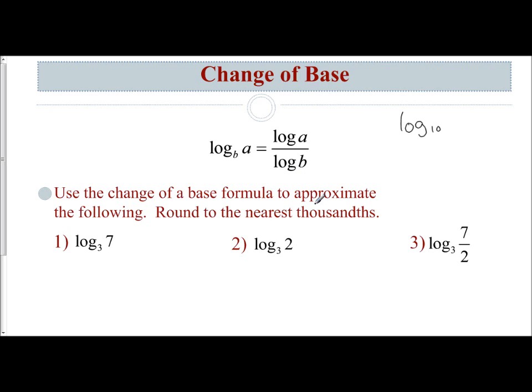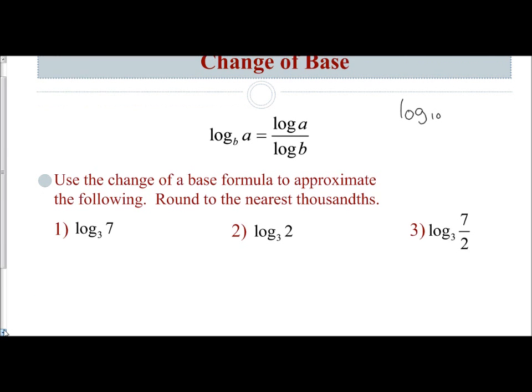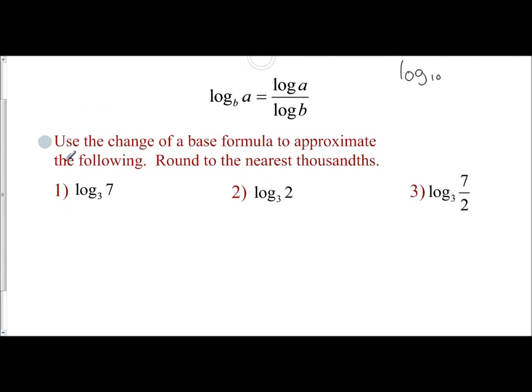So let's apply this. Before we get started, make sure you have your calculator ready, because it wants us to approximate the following, rounding to the nearest thousandths. So let's take a look. If I have log base 3 of 7, what I'm going to do is convert it to the same form. I'm going to take log of 7 and then divide by log of my base, so log of 3. And that should give me my answer.